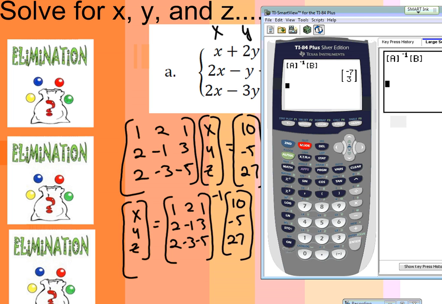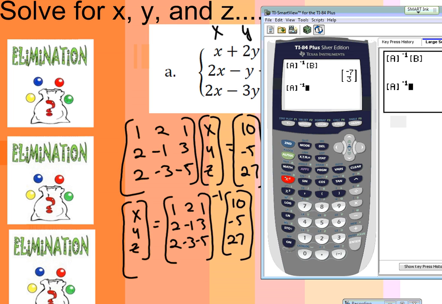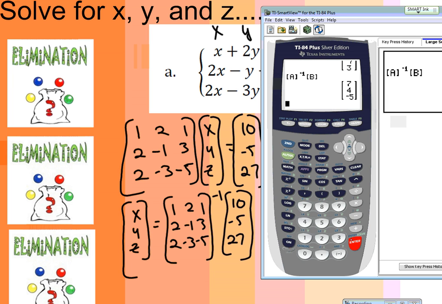So then quit, matrix, A, inverse, matrix, B. There's my answer, 7, 4, negative 5. So x is 7, y is 4, z is negative 5.